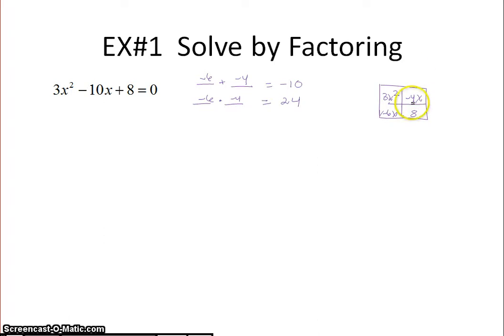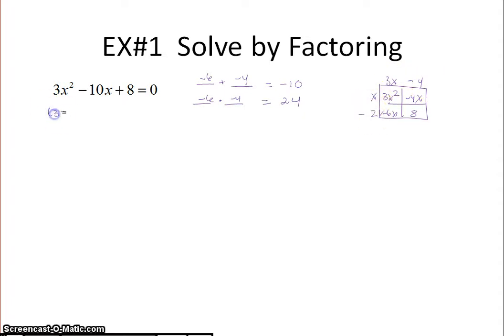And then we take the GCF of the columns and rows, and if the first number is negative, we bring out a negative. The GCF of this column is 3x. Over here, it's just x, and the GCF here, because it's negative, we bring out a negative, and they both have a 2 in it. So our factors are 3x minus 4 and x minus 2.